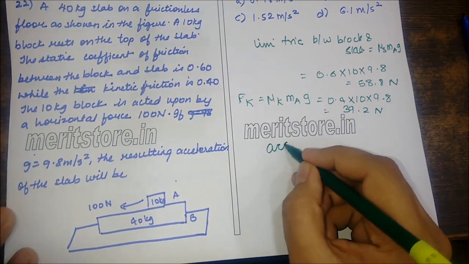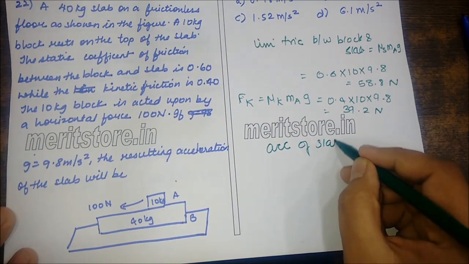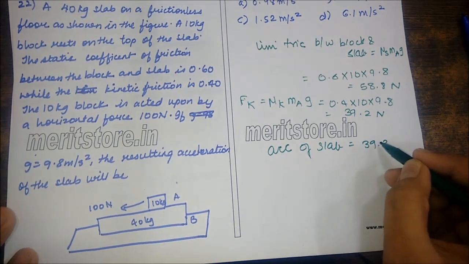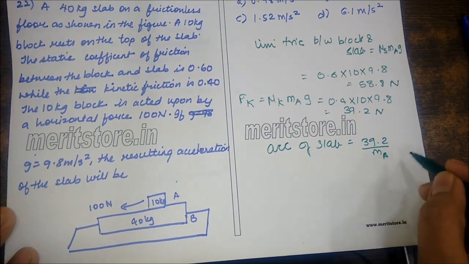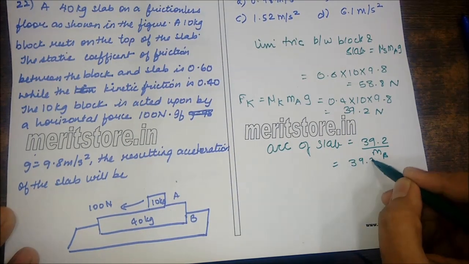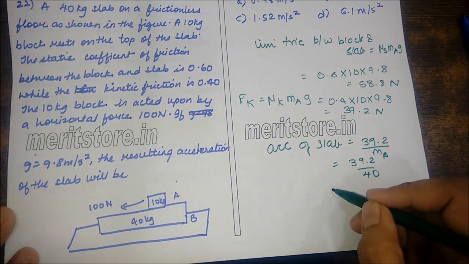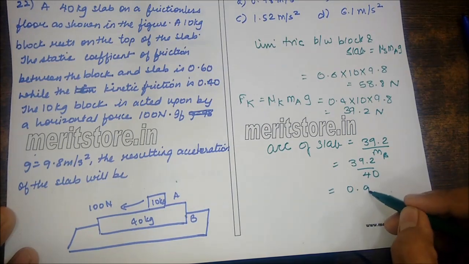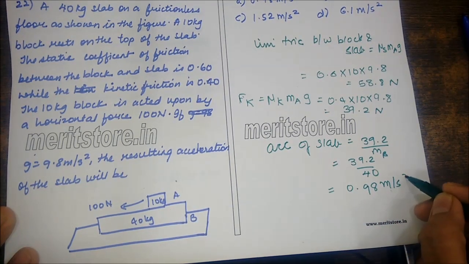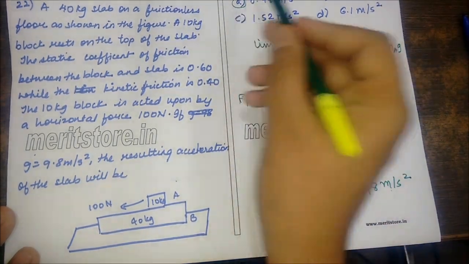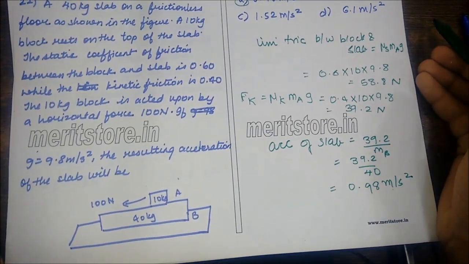Acceleration of slab is equal to 39.2 upon m B, which is equal to 39.2 upon 40, which is equal to 0.98 meter per second square. So option A, 0.98 meter per second square is the correct answer.